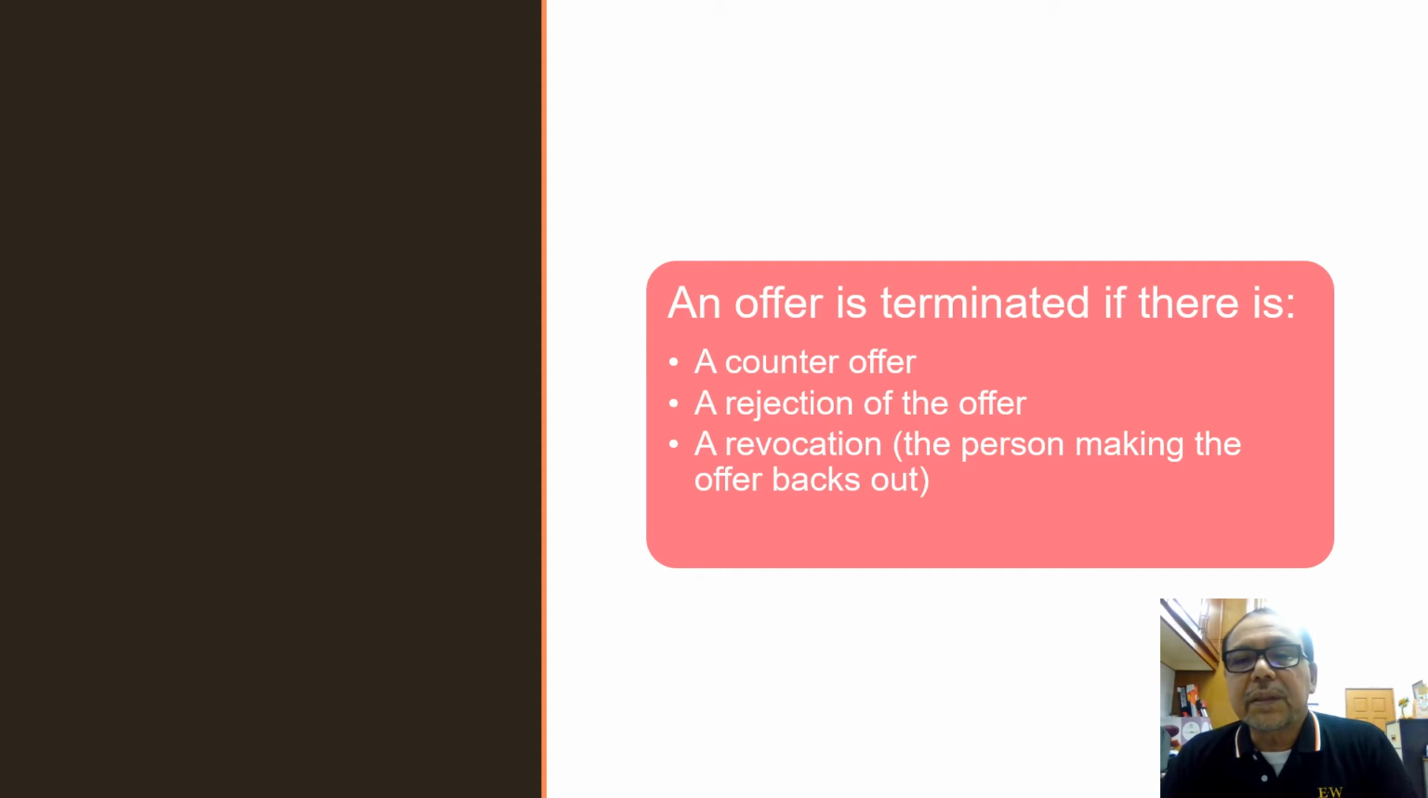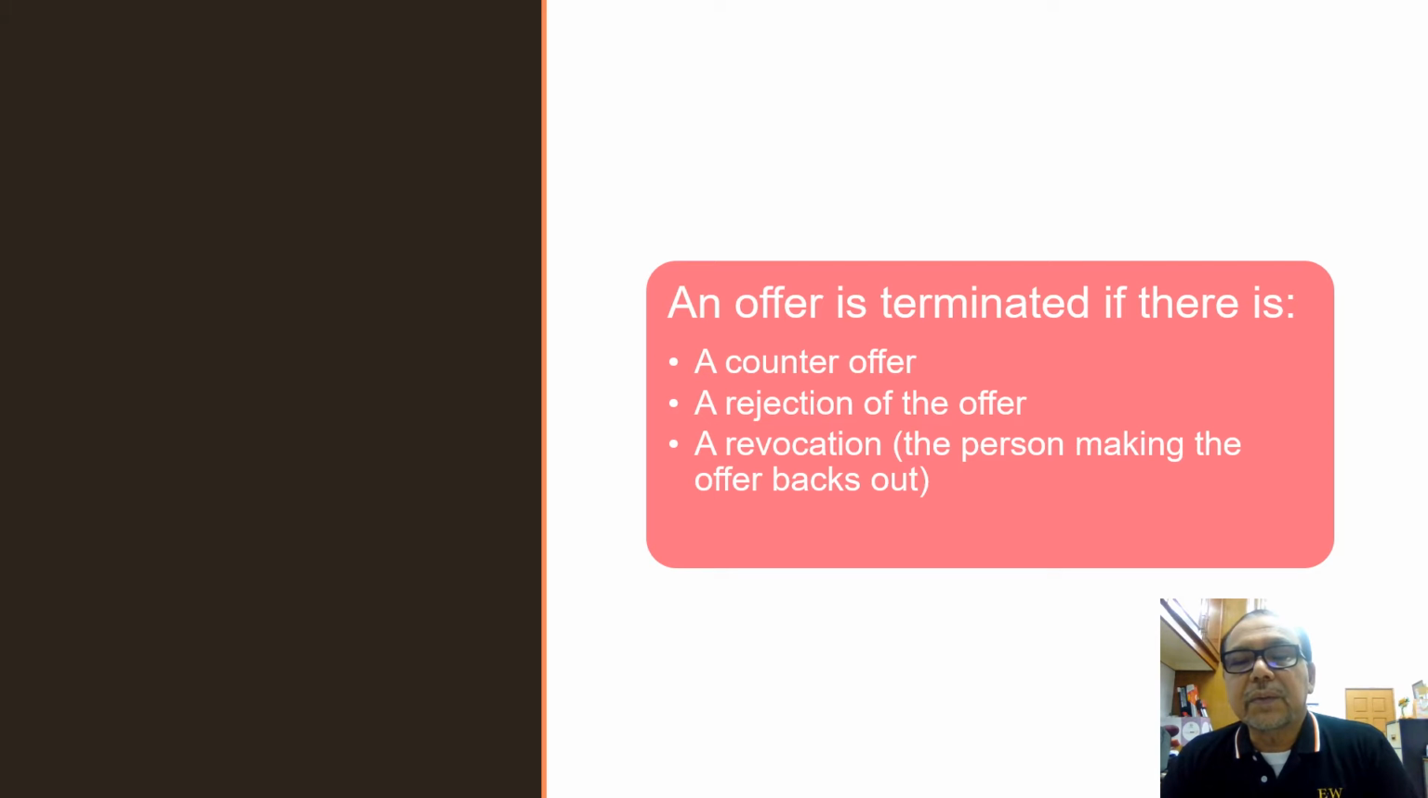So an offer is terminated if there is... Okay, if I offer something, how is the contract not going through? So one is a counter offer. I offer somebody to buy my car at 10,000. I offer you my car at 10,000. You say no, I will buy your car at 8,000. That means you counter offer. So when you counter offer, my offer is terminated.